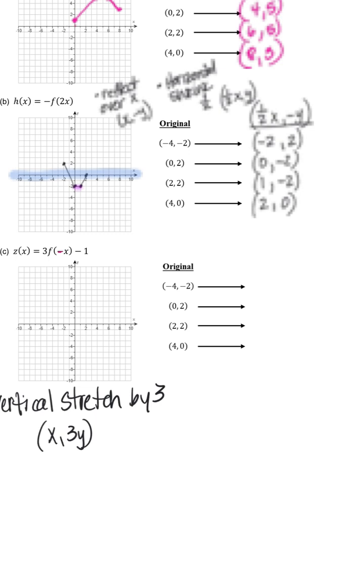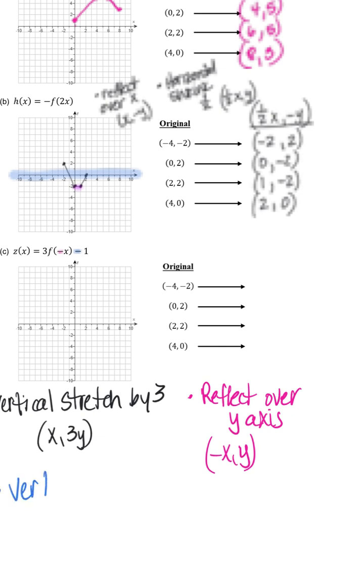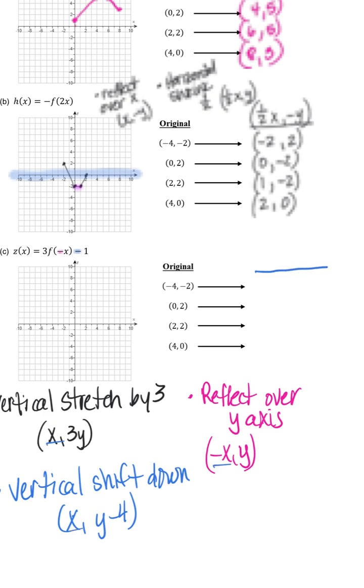So now the negative on the inside is going to be a reflect over the y-axis. So that's going to be -x, y. And then we've got this -1 right here, which is going to be a vertical shift down. So that rule is going to be x and y minus 1. So if I combine all of these rules together to get my new set, I have x, x, and -x, so it's -x. I have 3y, y, and y minus 1, so this is going to be 3y minus 1.